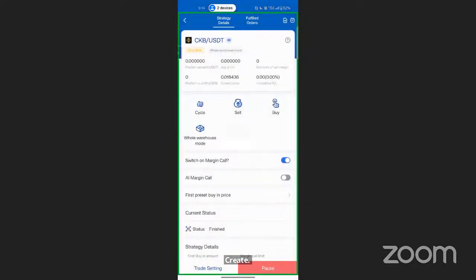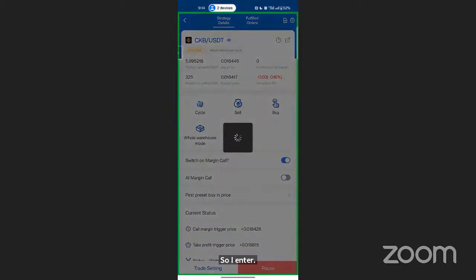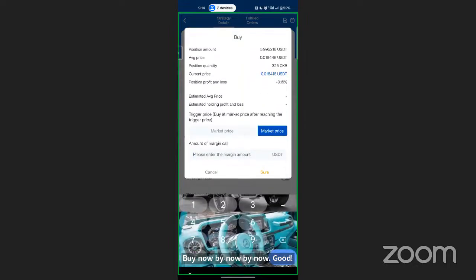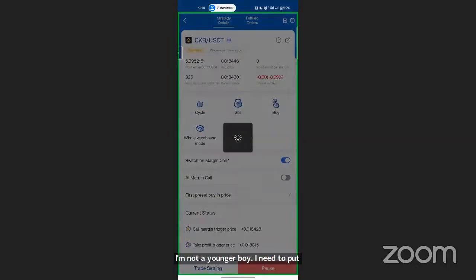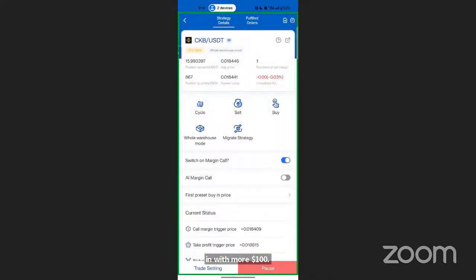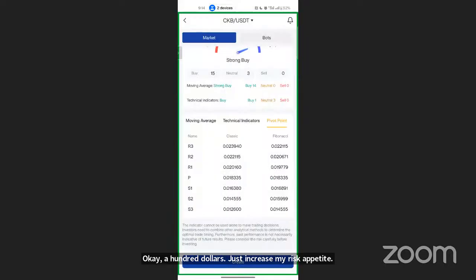So I enter. Buy now. Good. I need good money, so I'll go in with more $100 to increase my risk appetite. Okay? $100 just to increase my risk appetite. Then what is my selling price?